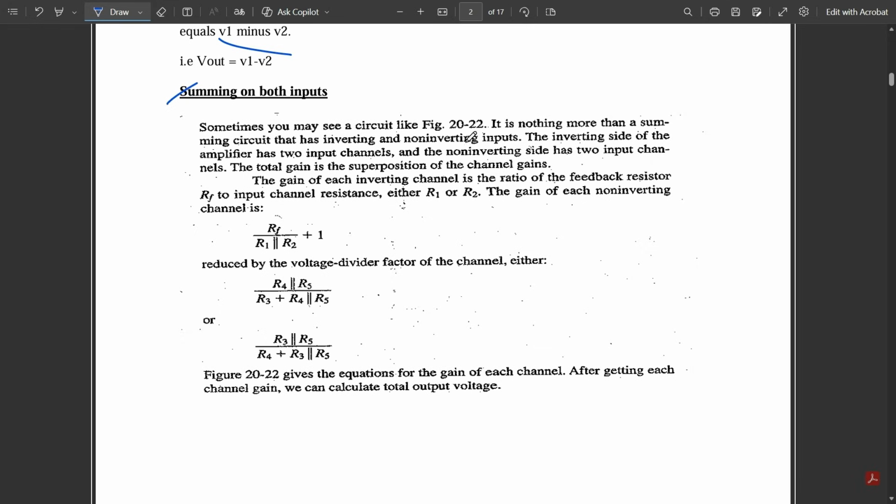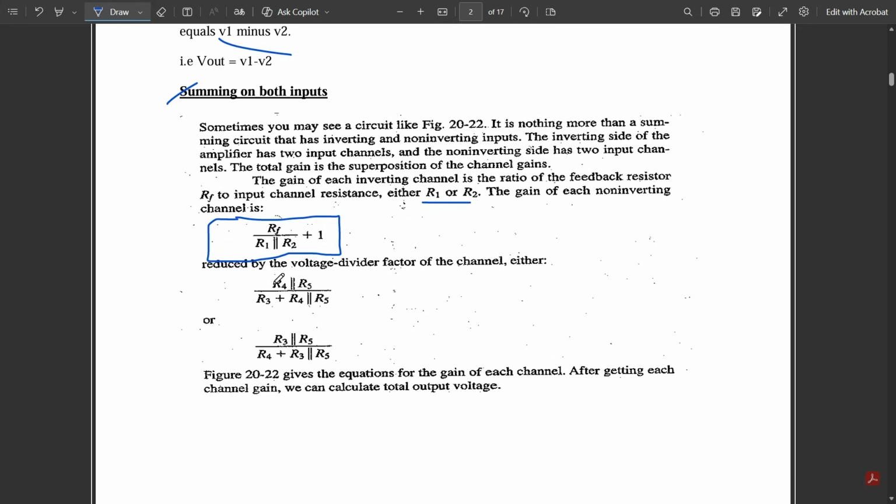Okay. So summing on both inputs, see how it is defined. Sometimes you may see a circuit which is mentioned in the below figure. It is nothing more than a summing circuit. So if you are having both inputs, the gain of the inverting channel is the ratio of the feedback resistor RF to the input channel resistance, either R1 or R2. The gain of the non-inverting channel is given by this relation, that is RF divided by R1 parallel R2 is equal to 1. So this could be reduced by the voltage divider factor of the channel by mentioning the input resistances. Here they are mentioned for either R4 or R3, where the gain is defined on summing of both inputs.